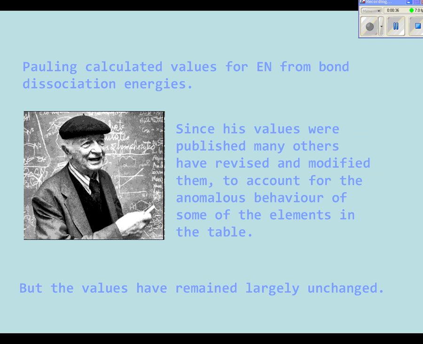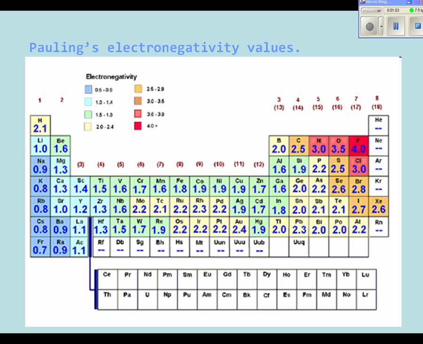Pauling was able to calculate values of electronegativity for comparative purposes from bond dissociation energies, and since publishing these results, many other chemists have revised and modified these values to account for anomalous and peculiar behaviors that some elements exhibit within the periodic table. But his values have remained largely unchanged and are still used to this day.